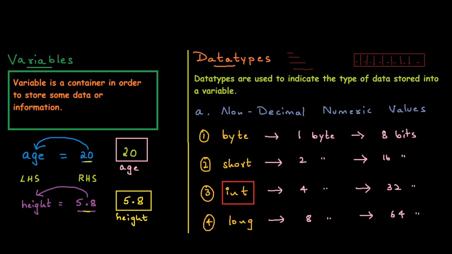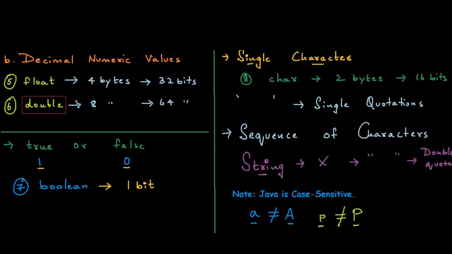Now the first requirement: sir, I want to store non-decimal numeric values. Which data types can I use? Byte, short, int, long. Int is the default data type, and the difference between all 4 data types is memory size. If I want to store decimal numeric values, sir, float and double. The difference is memory size, and double is the most famous and default data type for decimal numeric values. If I want to store true or false, 1 or 0, internally interpreted, it's boolean. Boolean data size is 1 bit because it's either 1 or 0.